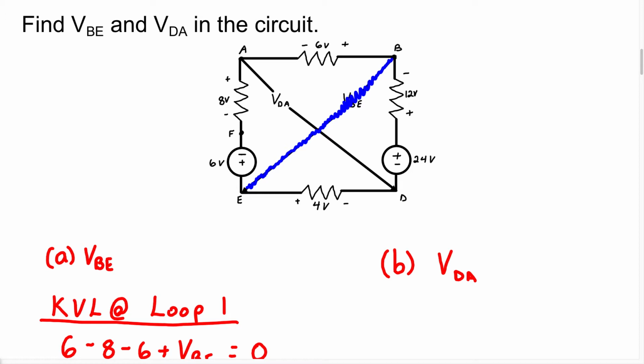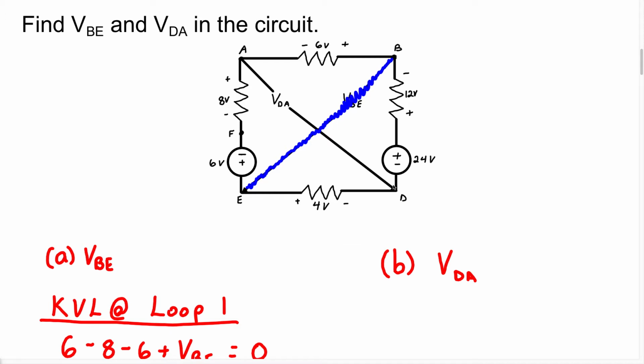Now remember, we're just trying to measure across those terminals. So this wire VBE doesn't really matter. It doesn't affect the circuit at all. All we're doing is measuring the voltage across these terminals. So we just put in this wire for the sake of performing KVL. So we can kind of scratch that out, right?